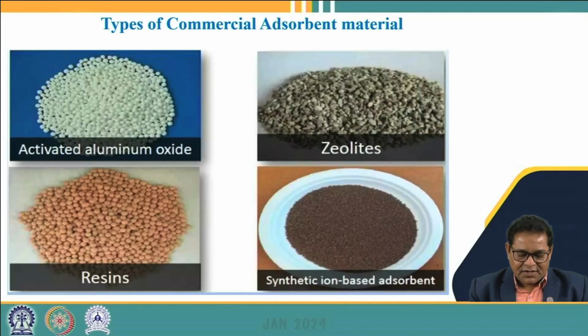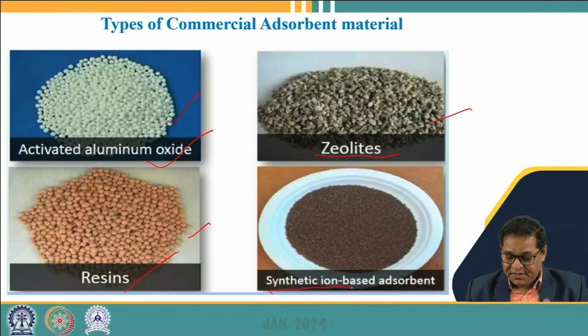Then let us see a simple photograph of this. This is the white colored activated alumina, and then this is zeolite, then these are the kind of resins we use, and then these are the synthetic iron based adsorbents. So these are the typical photographs of different types of adsorbent material we use in the process of adsorption.